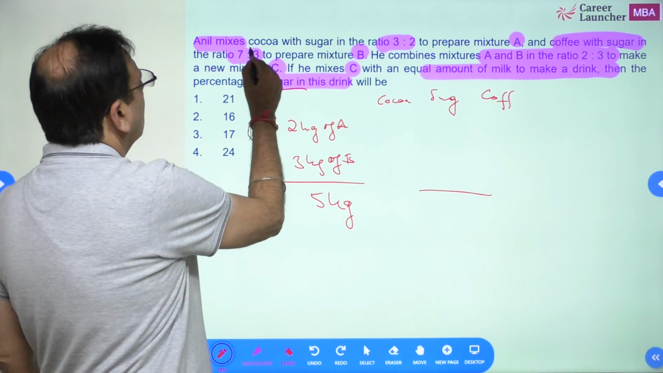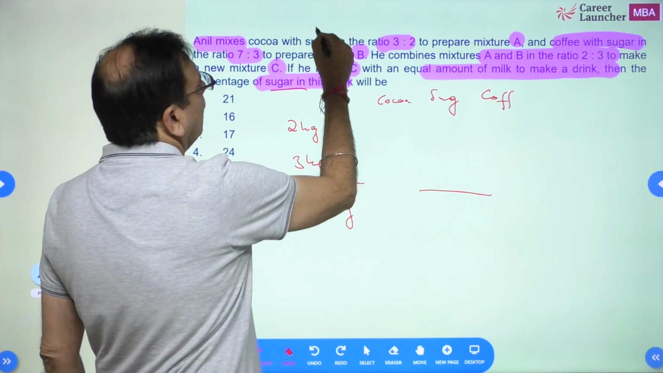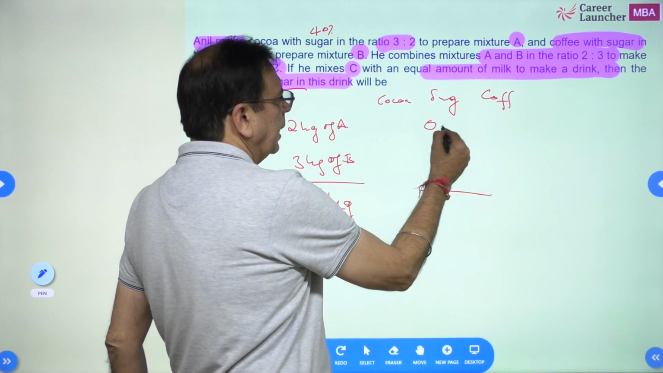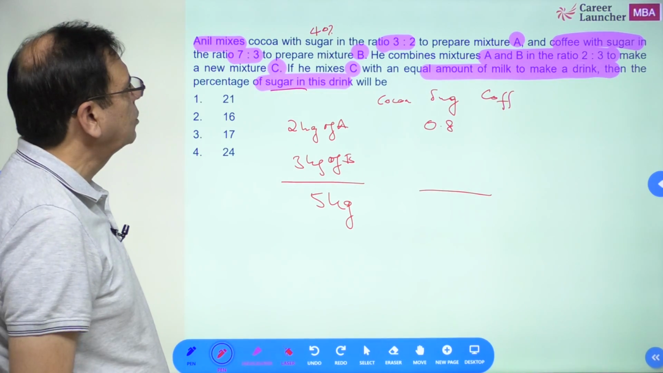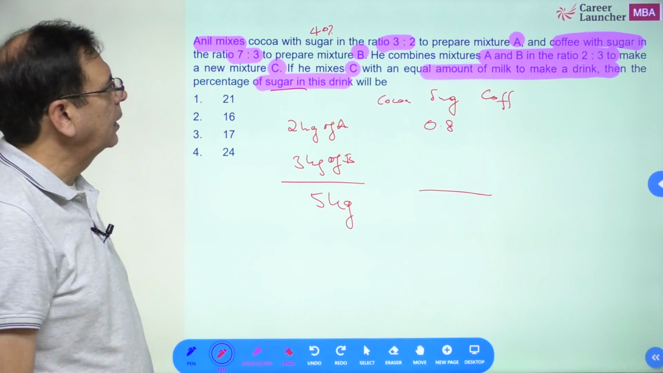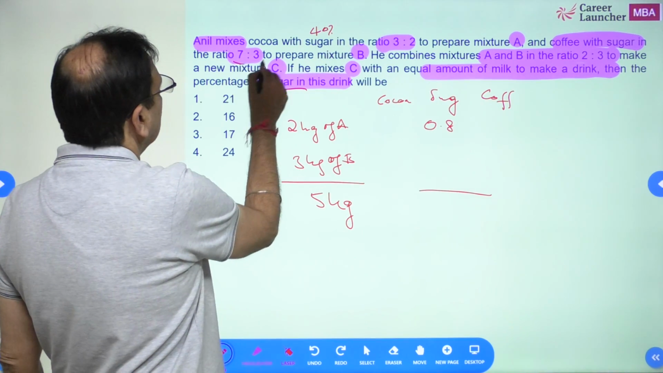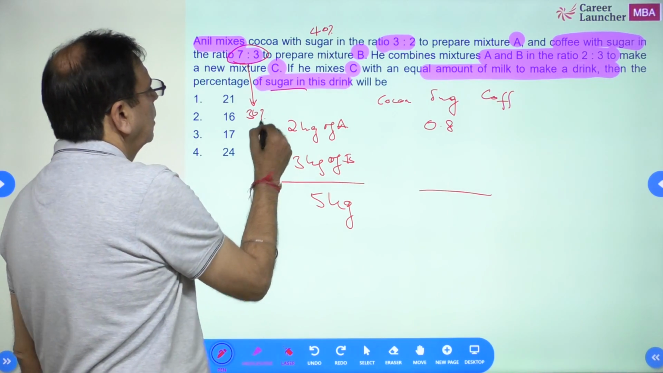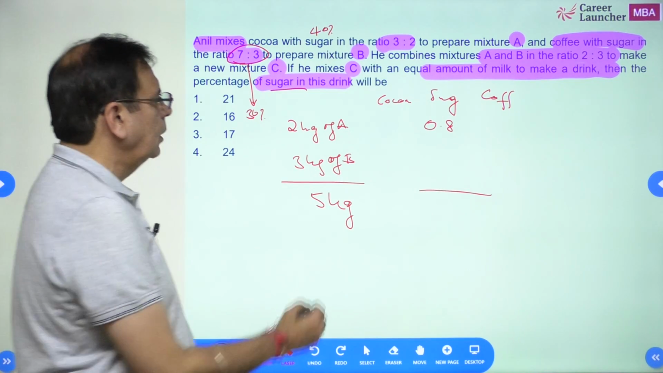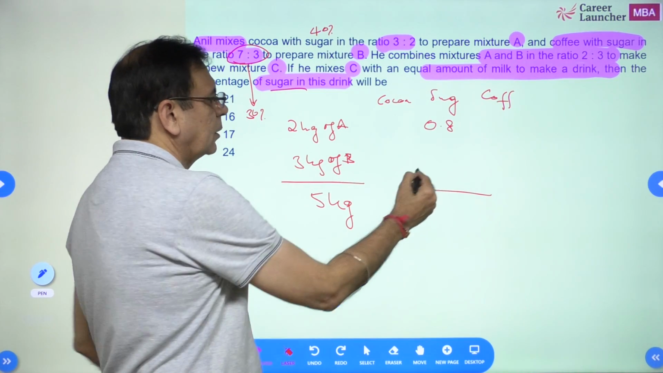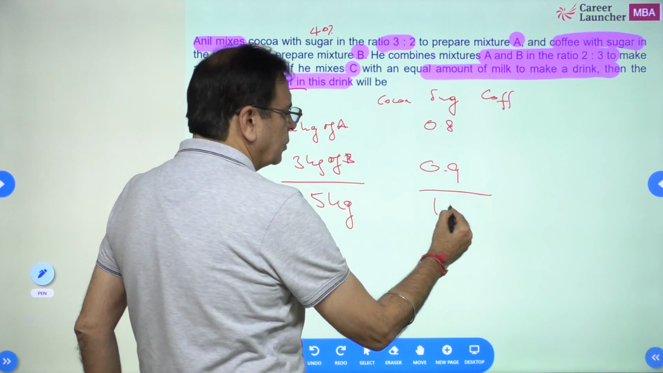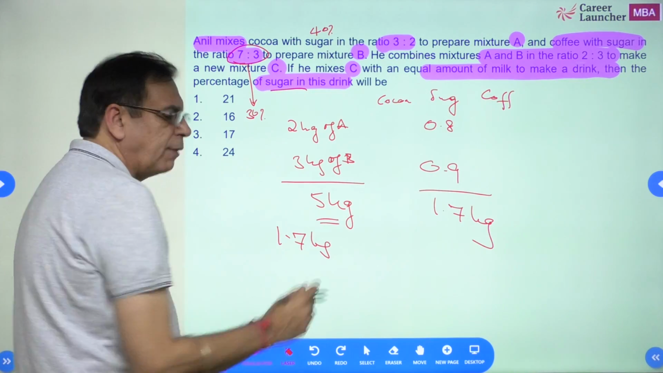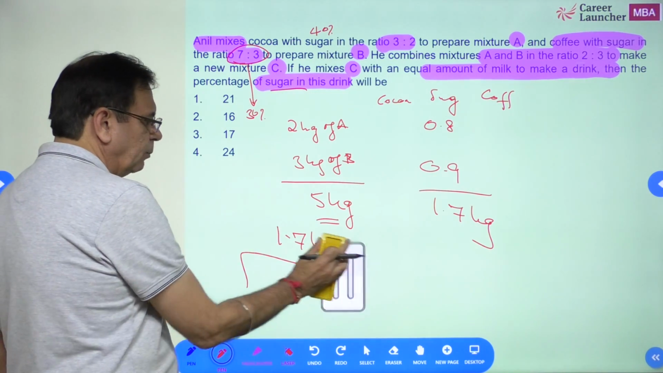So he is mixing cocoa with sugar in the ratio of 3:2. That means sugar has to be 40%. So 40% of 2 kg, I have got 0.8 kg out here. Okay, 0.8 kg of sugar because of the first mixture A. Second में क्या? Coffee and sugar in the ratio of 7:3. What does that mean? This is 30%. 30% in B, there is 30% sugar. 30% of 3 is 0.9. 1.7 kg. So I have got 1.7 kg sugar in 5 kg of this particular mixture. Okay, 1.7 kg in 5 kg.